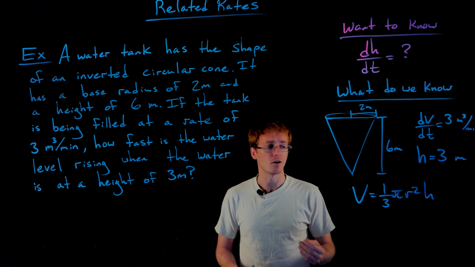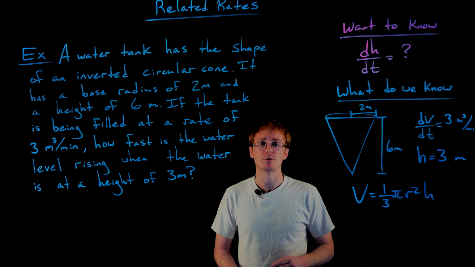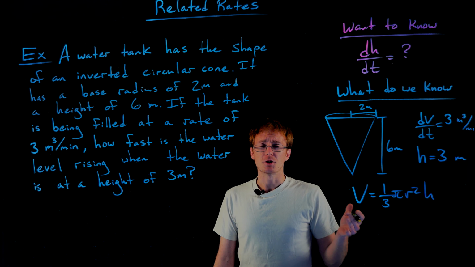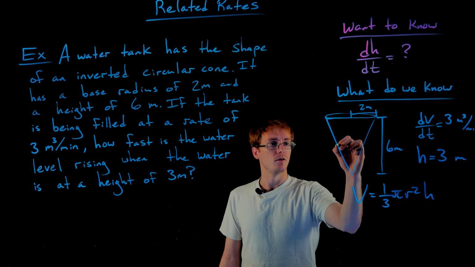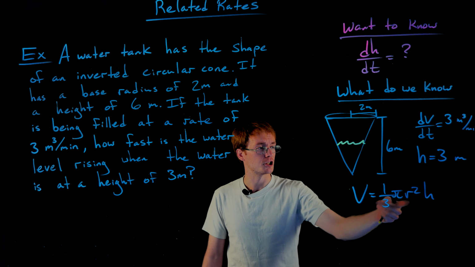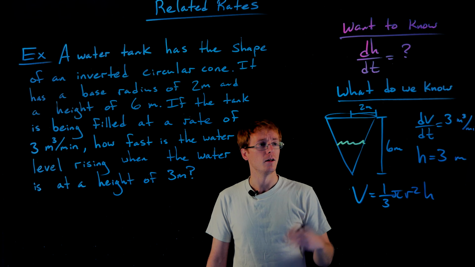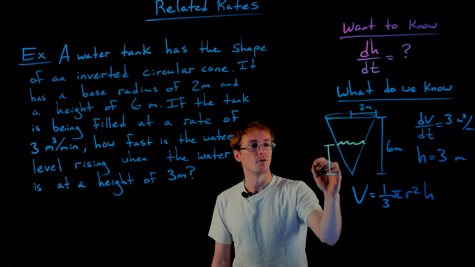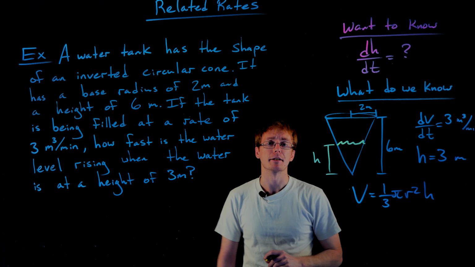So how do we get rid of that r? How do we express r in terms of h? That's where our picture is going to help us. We know at our moment of interest, the height of the water level will be 3 meters, but to help us find the relationship between r and h in general, let's just go ahead and think of the height of the water level as a varying quantity.